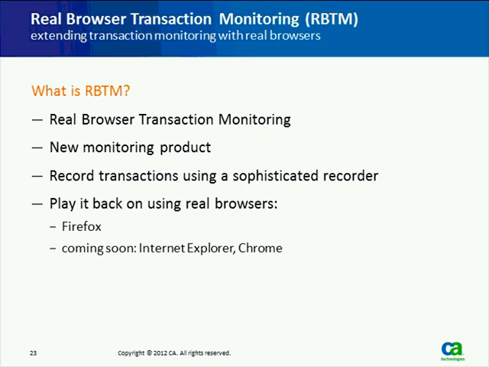In essence, a way to think about it is it's a combination of the real browser monitoring that we've just briefly talked about, that ability to return performance visibility of all the objects of a web page, the DOM model, if you will, and combining that single page view with multi-stepped transaction recording capability. So we're combining both our RBM and our transaction scripting capabilities into one monitor called Real Browser Transaction Monitoring.